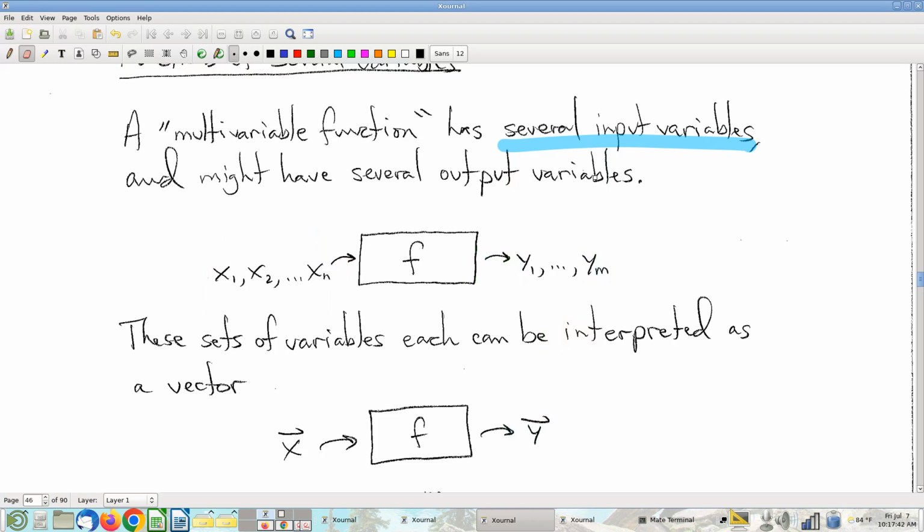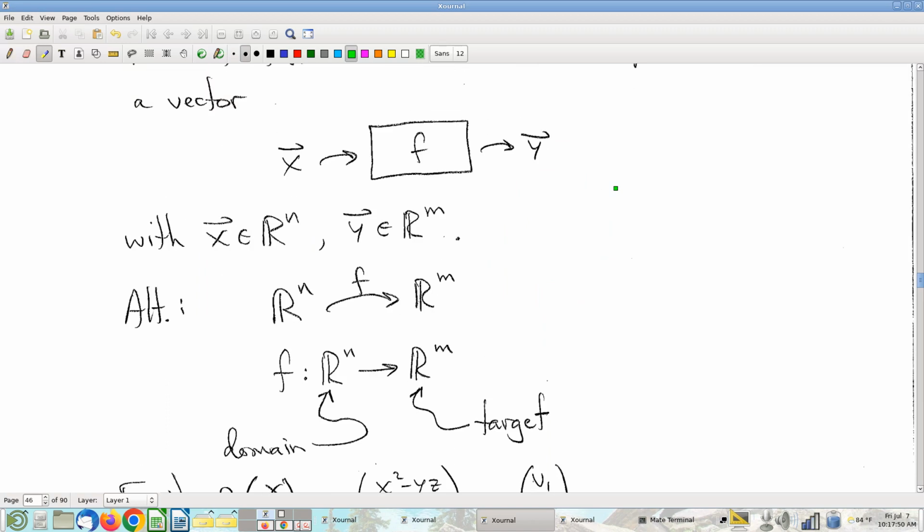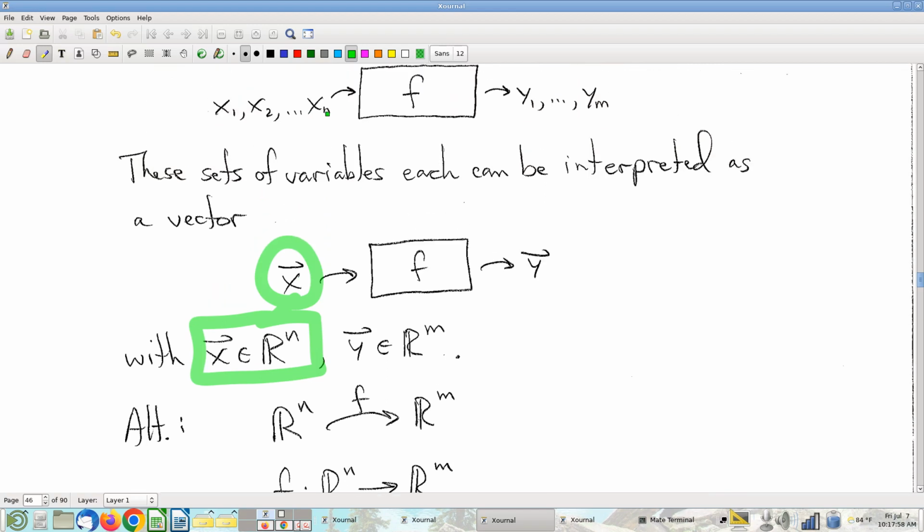All right, so that's what a multivariable function is. And a little bit of notation here. This thing that went in had n different coordinates. So thought of as a vector, it is a vector in the Euclidean space Rn. The thing that comes out, and again, you can think of it as a bunch of different variables, but there were m of those variables. So this thing that comes out is a vector in Rm.